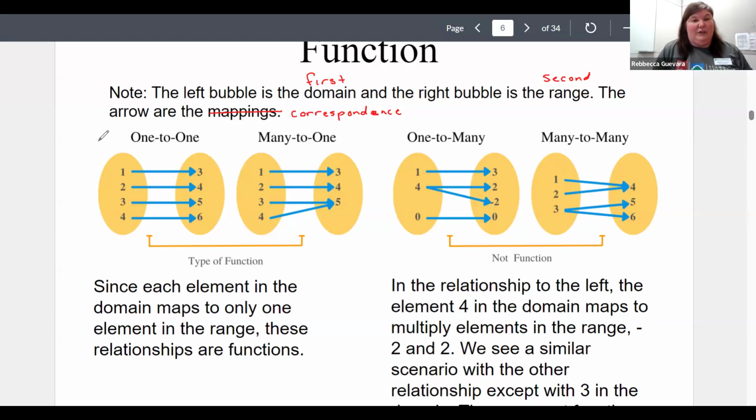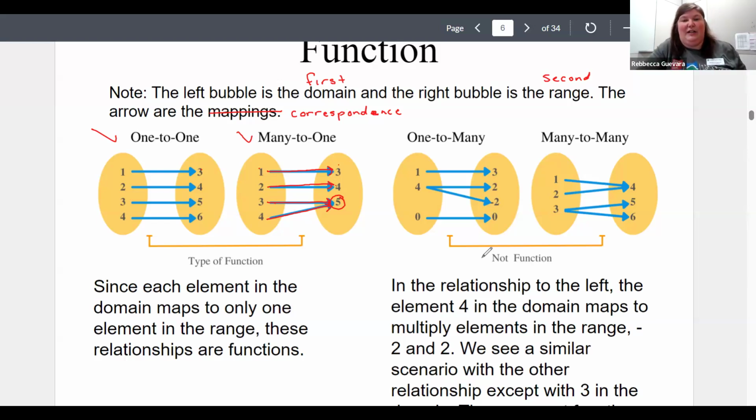So these are types of functions. You have a one-to-one function, meaning one number in the domain goes to only one number in the range. You can have many-to-one, where this one goes to one, this one goes to one, and these two go to the same one. But what's important is that this 3 only goes to 5, and this 4 only goes to 5. So as long as the arrow only goes to one number, that is fine. Two things in the domain can go to the same number in the range, that is fine.